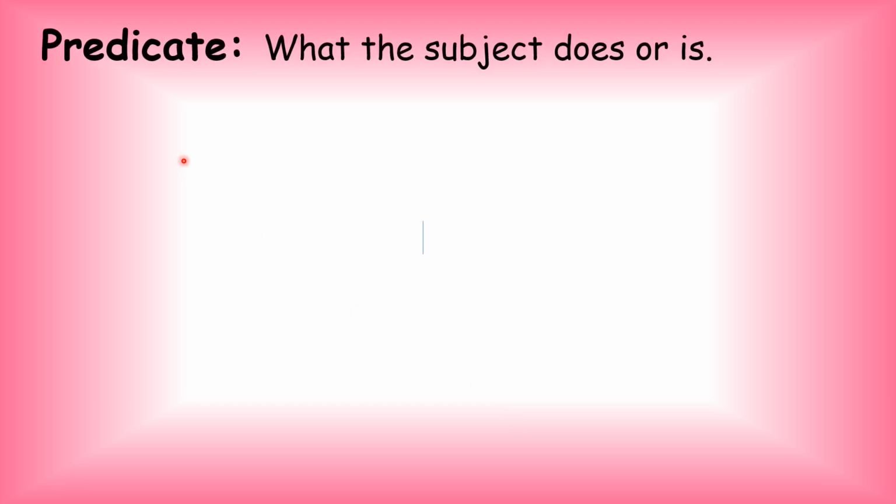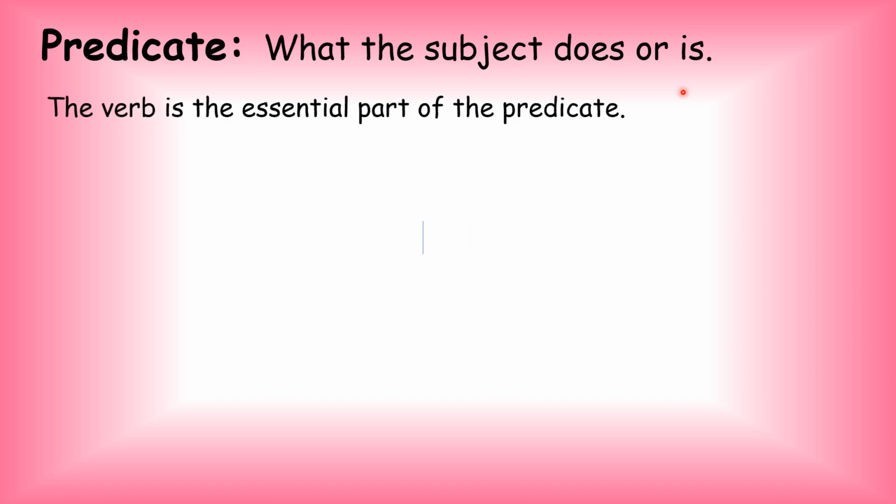Now let's talk about predicate. Predicate: what the subject does or is. Predicate gives us information about the subject in a sentence. Predicate helps us to know what the subject does or what the subject is. Is it clear, children? Remember one thing. The verb is the essential part of the predicate. Means the verb is a very important part of the predicate.